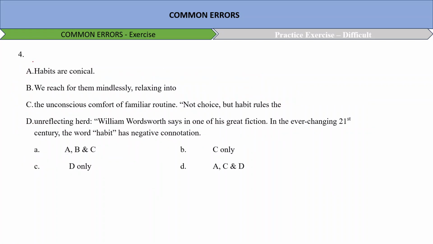Next question. Habits are conical. We reach for them mindlessly, relaxing into the unconscious comfort of familiar routine. Not choice but habit rules the unreflecting herd. William Wordsworth says in one of his greatest fiction, in the ever-changing 21st century, the word habit has negative connotation.